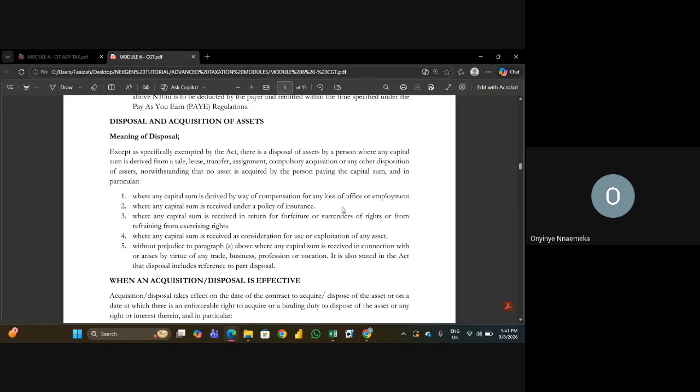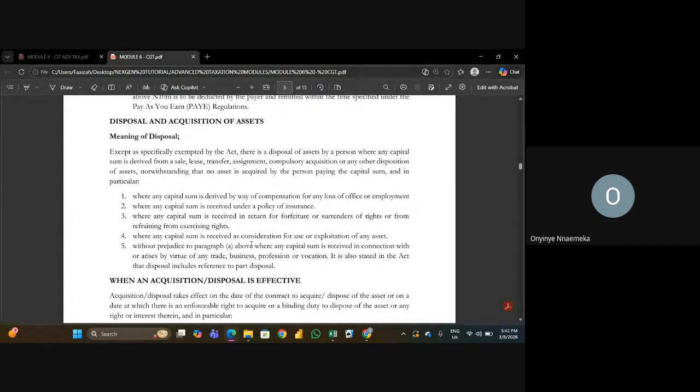Disposal. Where any capital sum is received in return for forfeiture or surrender of assets or from refraining from exercising rights. This one, I think you guys should have done it in, what's it called? I've forgotten the topic. If you want to buy shares, I mean you want to merge or acquire, and you do share for share, sometimes the shareholders collect shares in the new company. Sometimes you pay the shareholders off, right? If you now pay the shareholders off, you want them to surrender their rights. Something like that is also disposal, and you have received the capital sum.